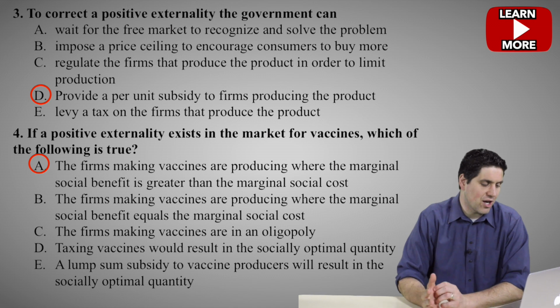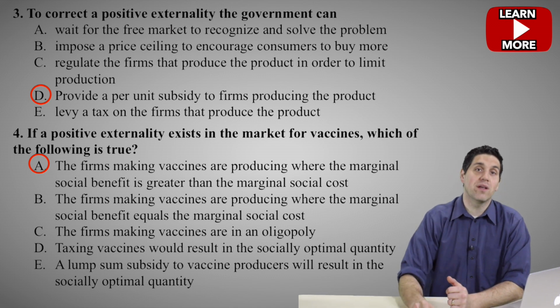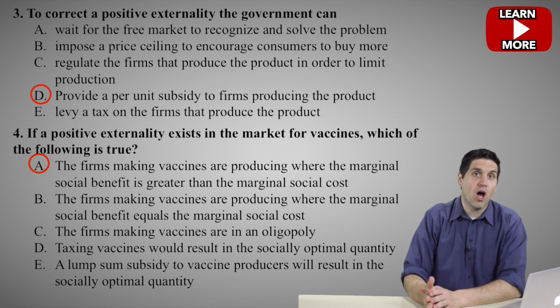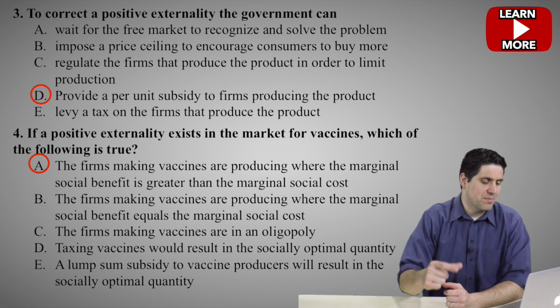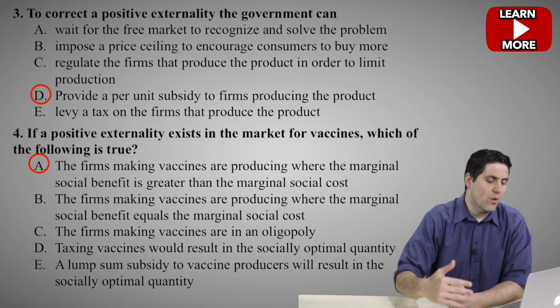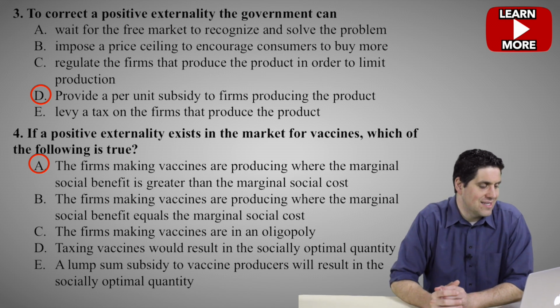D, taxing is not a good idea. And E, a lump sum subsidy is also not the solution. It's a per unit subsidy. So a per unit subsidy would cause them to produce more. A lump sum subsidy only affects their fixed costs and they wouldn't actually produce more. So the answer is not E. The right answer is A.